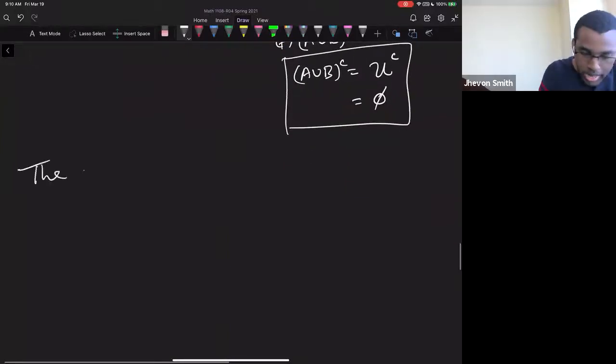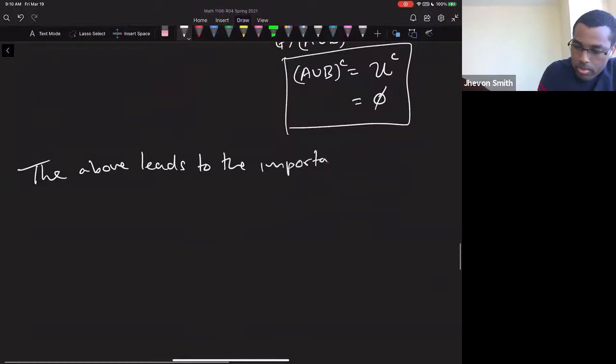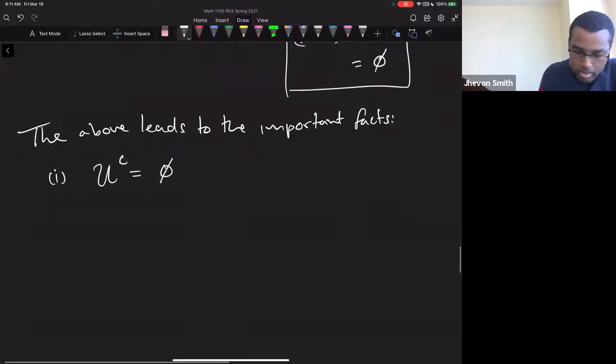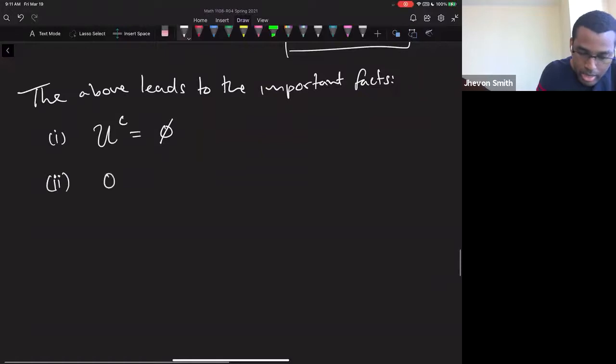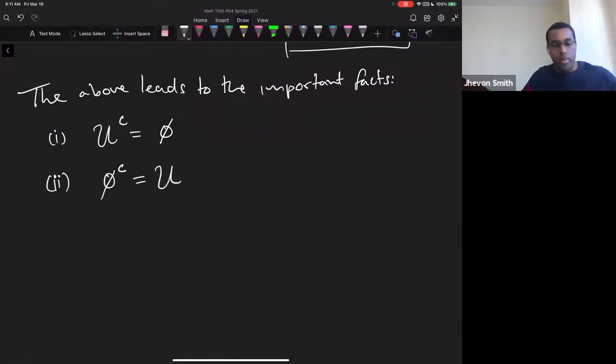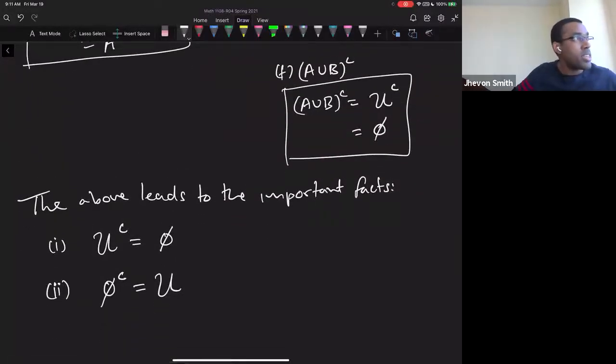So the above leads to some important facts. This is actually true in general. The complement of the universe is the empty set. That's just something you can know now, as well as the complement of the empty set is the universe. Remember, complement just means everything that's in the universe that is not in the set that you're looking at. So if I take the universe and I want things that are in the universe that are not in the universe, well, there's no such thing, right? So it's the empty set. Versus if I take everything in the universe that is not in the empty set, that's just everything in the universe, because the empty set is empty. Literally everything in the universe is outside the empty set, right?